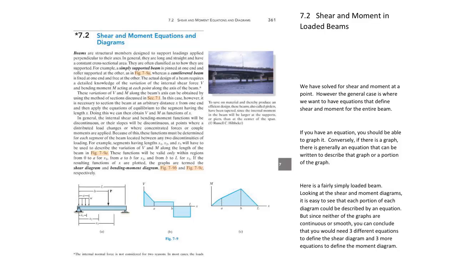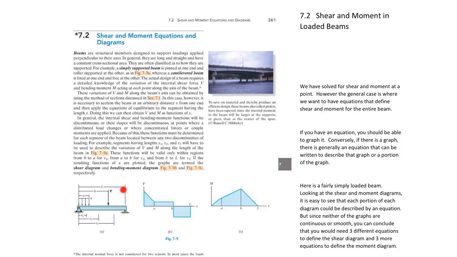And when we do that, we might be able to graph them, because if you have an equation, you should be able to graph it. And obviously, if there's a graph, there's probably an equation that was used to describe or to create that graph. But once we have a graph, we can look for the maximums, and that's really where the power is of shear and moment equations and diagrams, because if we look for the maximum moment or the maximum shear, that would be the obvious place where we would do some additional investigation or some additional design analysis.